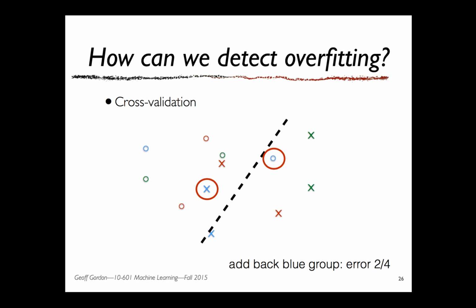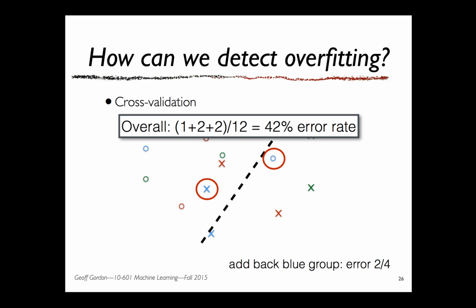And so our error estimate from cross-validation, right, we made 5 errors out of the 12 training points. Right, each training point was in the validation set once. And so our error estimate from cross-validation is 5 out of 12, or about 42%.